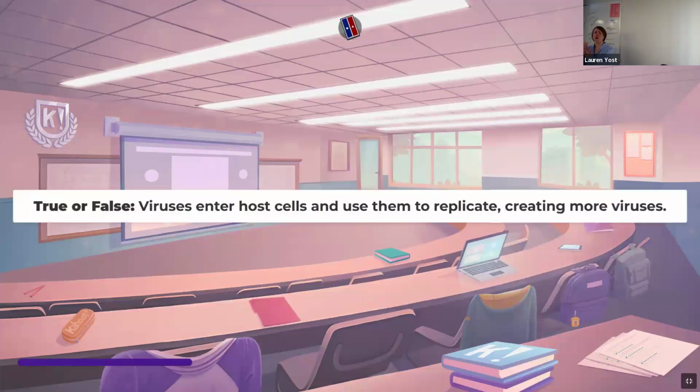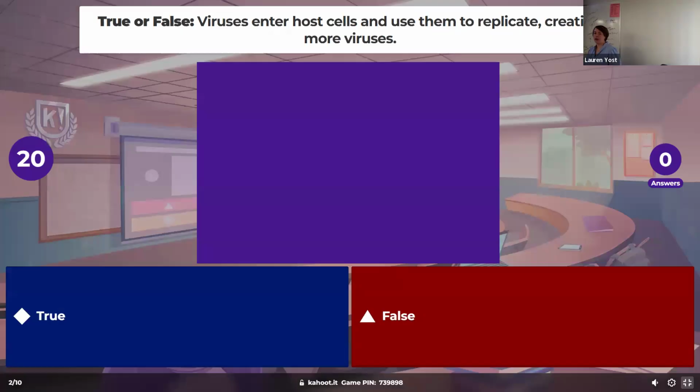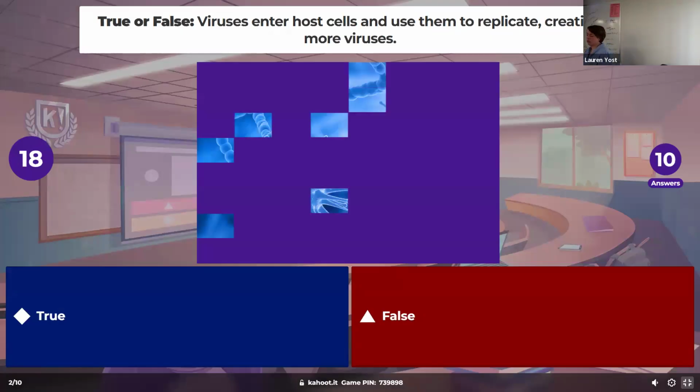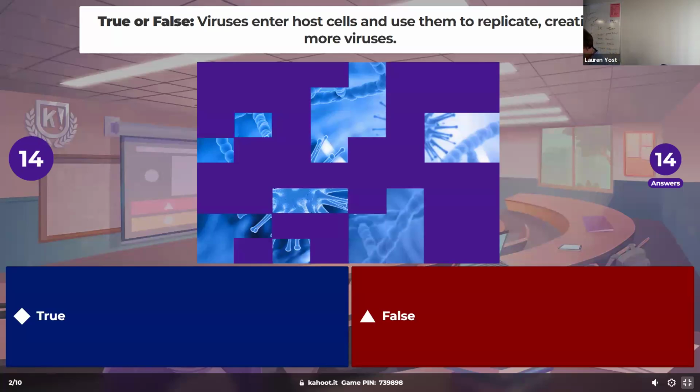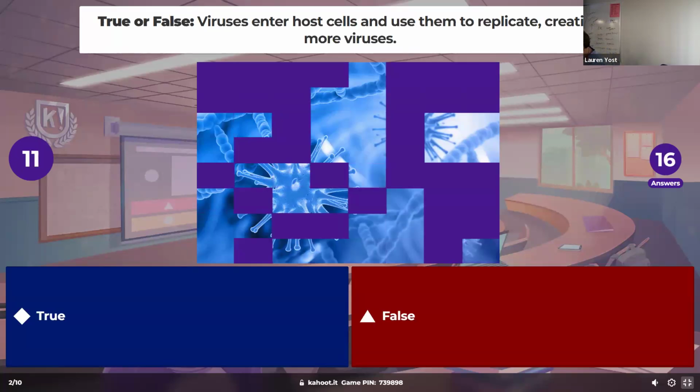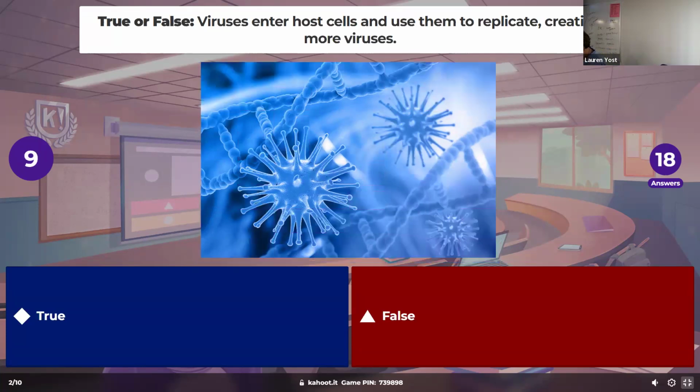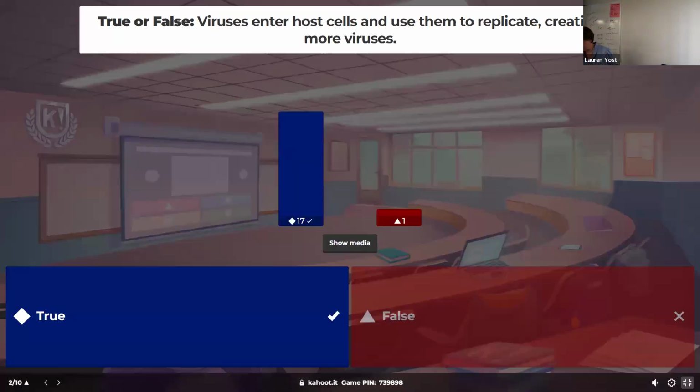All right, true or false? Viruses enter host cells and use them to replicate, creating more viruses. Right, this one was true. This is basically how viruses exist. The viruses, man, they are pretty wild. I don't know how else to describe them other than that.